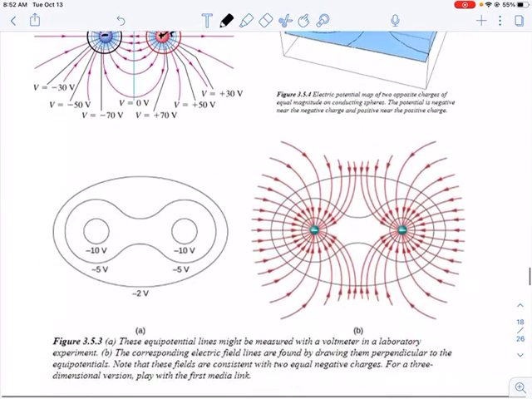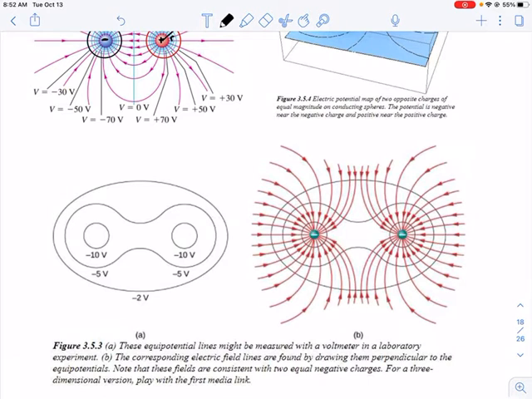So here's another picture of a scenario with equipotential lines. Here are two negatively charged objects, and they've drawn the equipotential lines around them. That's what it looks like.